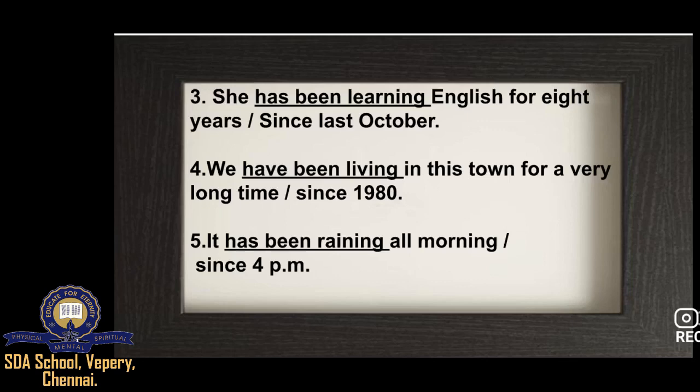I want to alert you to a common mistake here. If you say I am waiting to see the doctor for 2 hours or he is playing tennis since he was a child, these are not correct. You can say right now I am waiting to see the doctor or he is playing tennis. But when you mention the amount of time like 2 hours, or when you mention the starting point like since he was a child, you must use the present perfect continuous tense. This is true with the other sentence here as well. So keep this point in mind.